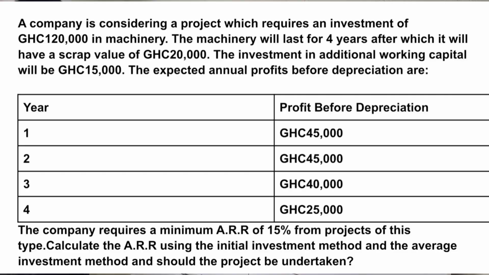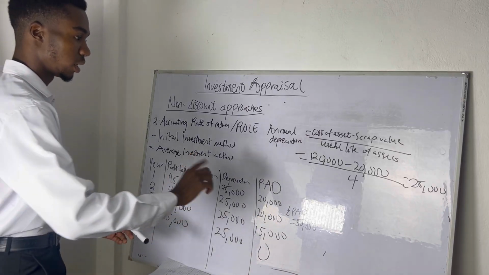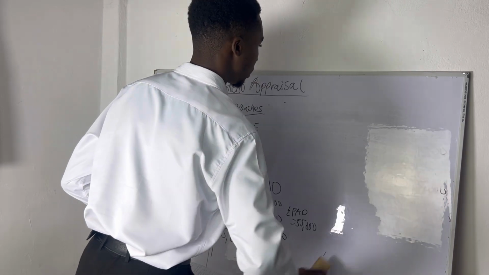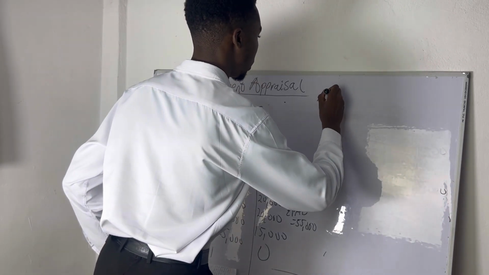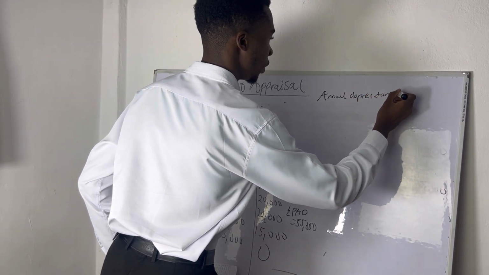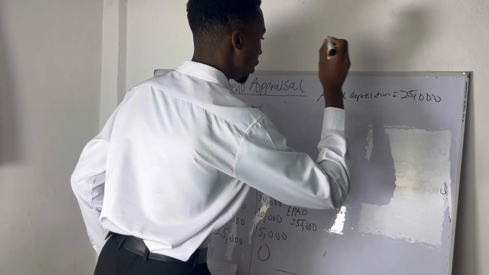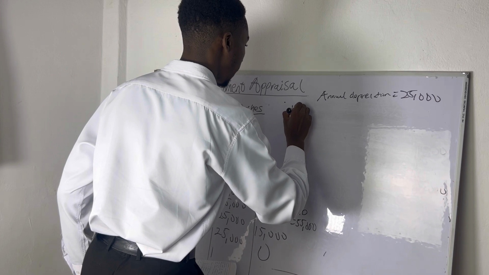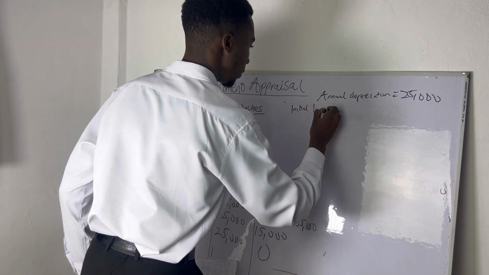Now the question says we should use what? Should this project be undertaken using the initial investment method and the average investment method? So let's start with the initial investment method. Let me clean this one. We know the annual depreciation is 25,000, so let me just write it here: annual depreciation is equal to 25,000. Now let's start with the initial investment method.